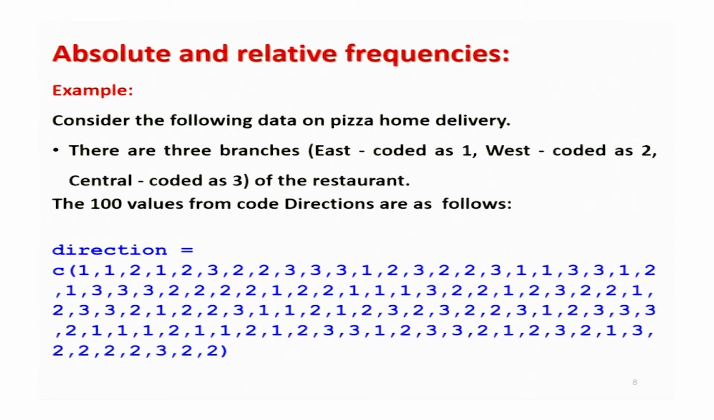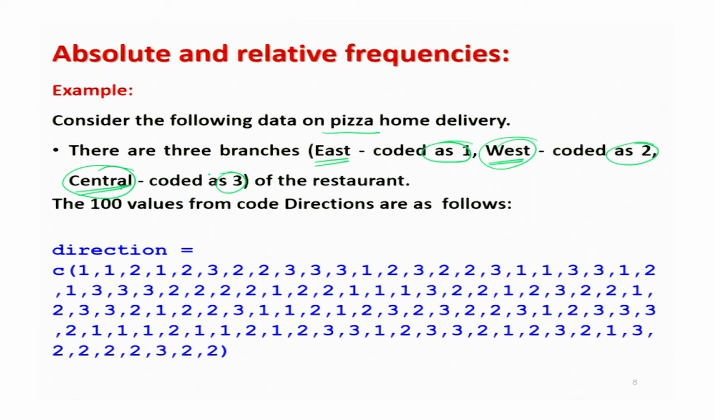Suppose there is a restaurant which delivers pizza at home. They have a home delivery system, and suppose this restaurant has 3 branches. One is in the east direction of the city, another is in the west direction of the city, and the third is in the central part of the city. The branch located in the east part of the city is coded as 1, the branch in the west part is coded as 2, and the branch in the central part is coded as 3.